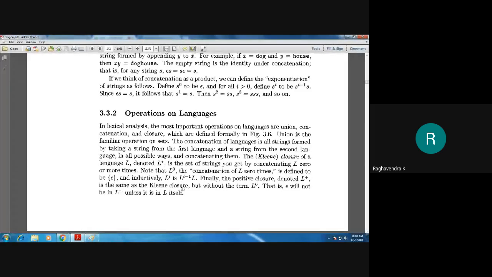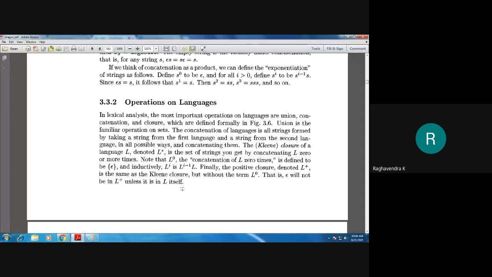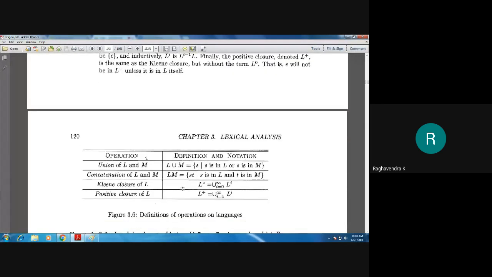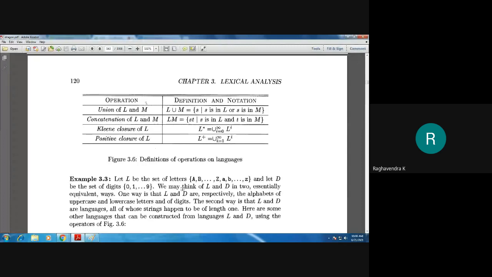But now let us look into some of the operations on languages. We have seen the basic definitions, so now we shall look into what operations are supported on languages. Normally the following operations are supported, as you can observe. First one is the union of two languages. If L and M are two languages, then L union M will contain the set of strings that are present in L as well as M. I believe you are familiar with these concepts.